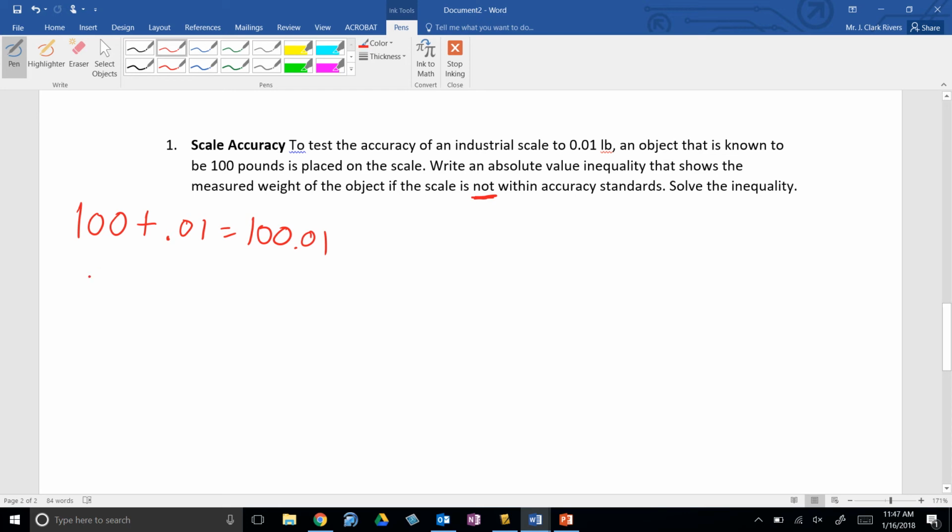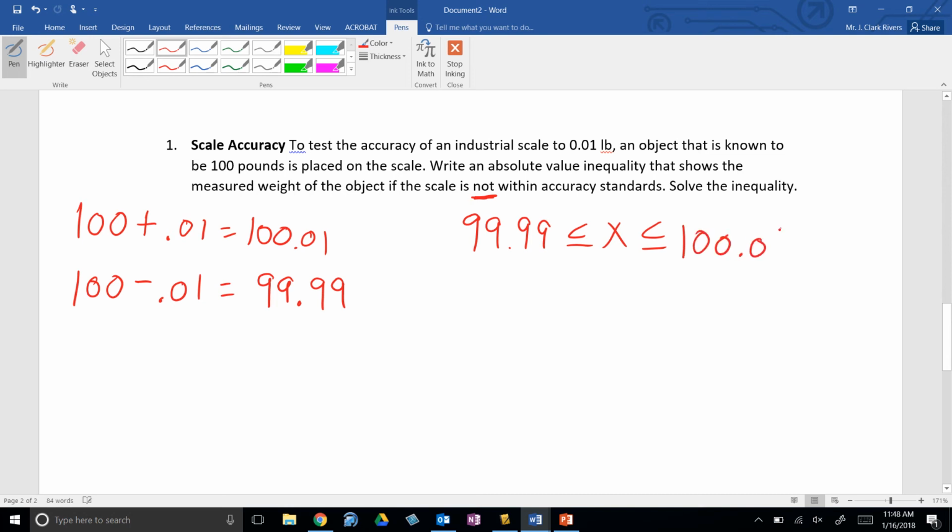Now, how about the low end? How low can we go? 100 minus 0.01, which is 99.99. So low end, high end. The low end is 99.99. It is allowed to be that, so 99.99 is less than or equal to x, less than or equal to 100.01.